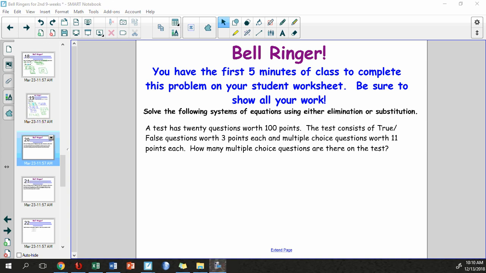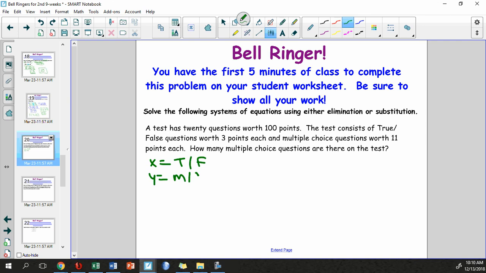Okay, what's going to happen here is it says the test has 20 questions worth 100 points. The test consists of true and false worth 3 points and multiple choice worth 11 points each. How many multiple choice questions are there on the test? So x is going to equal your true and false, and y is going to equal your multiple choice. So I have a total of 100 points on the test. So each one of them is worth so much. So my true and false are worth 3 points, and then my multiple choice are worth 11 points, and that's going to give me a total of 100 points.